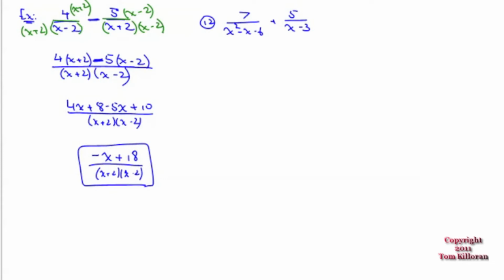So when we factor this, it's going to be 7 over x, factors of 6 that subtract to 1: negative 3 and positive 2. And this is going to be plus 5 over x minus 3.